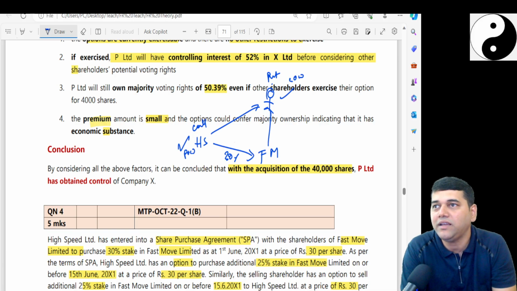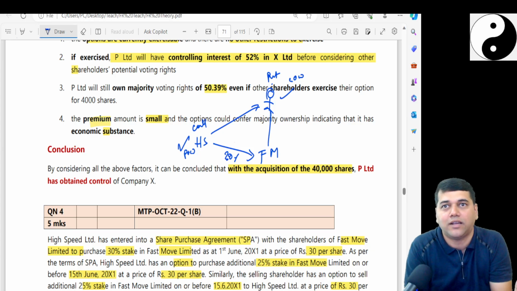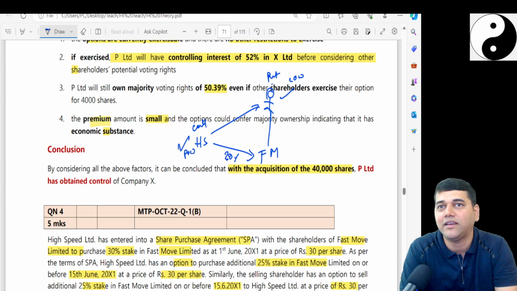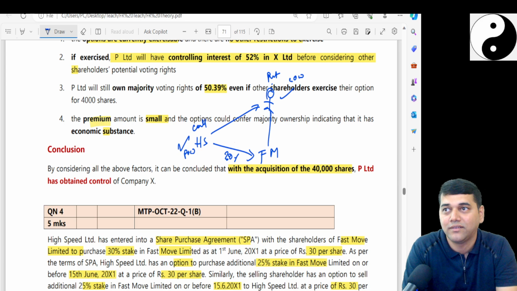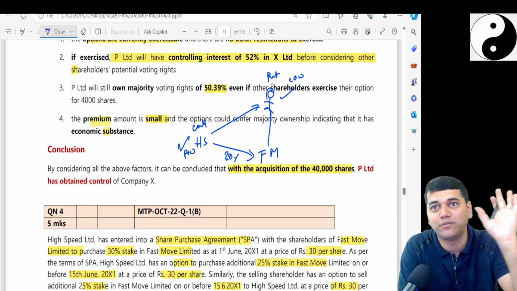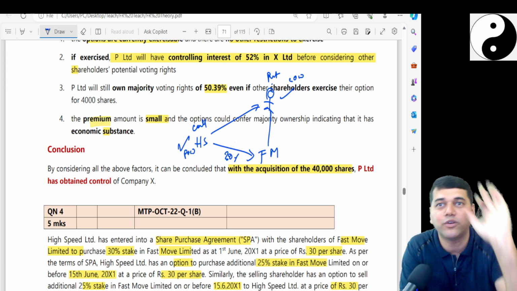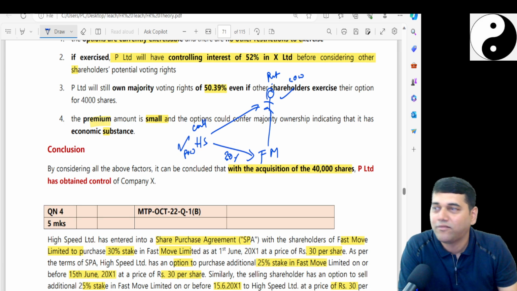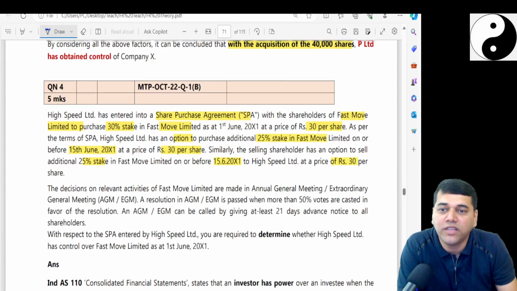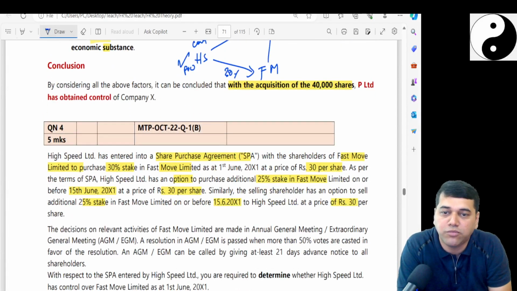So ultimately, in the next 15 days, it is luck or whatever, uncertainty. Anything can happen, and anything can make me the owner of this business. It's either my wish or your wish. Now, the decisions on the relevant activities of Fast Move Limited are made in the AGM.